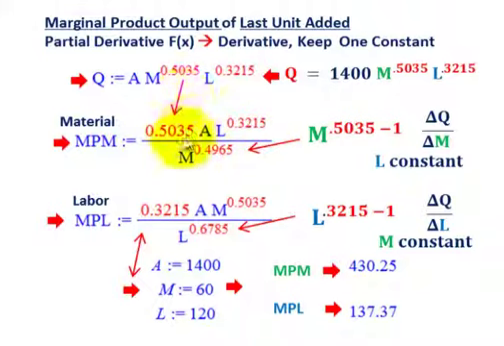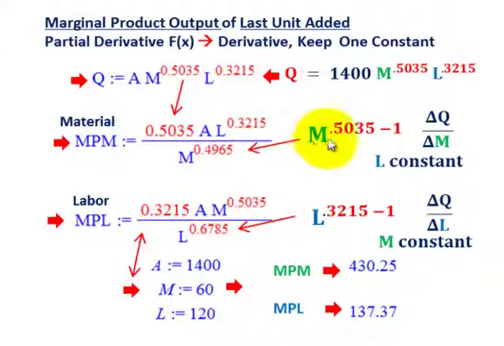So for M, you did a partial derivative. A happens to be that $1,400, and you left L constant in this case. L, whatever it is, and its exponent, 0.3215, you just left that constant. So this is the marginal product of output for your material. For each unit, you can determine what your marginal product is when you add it in.